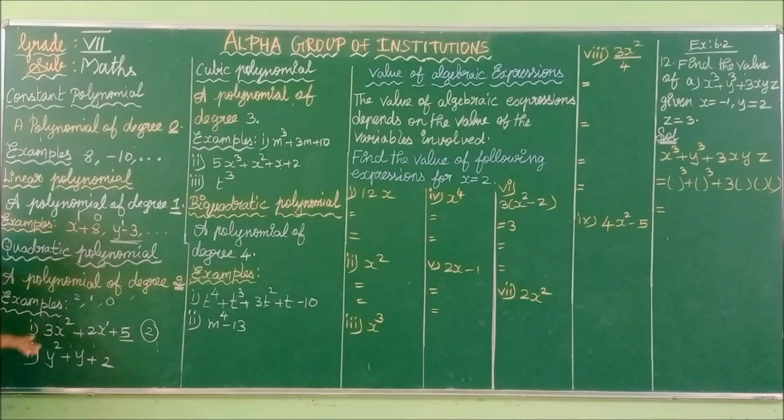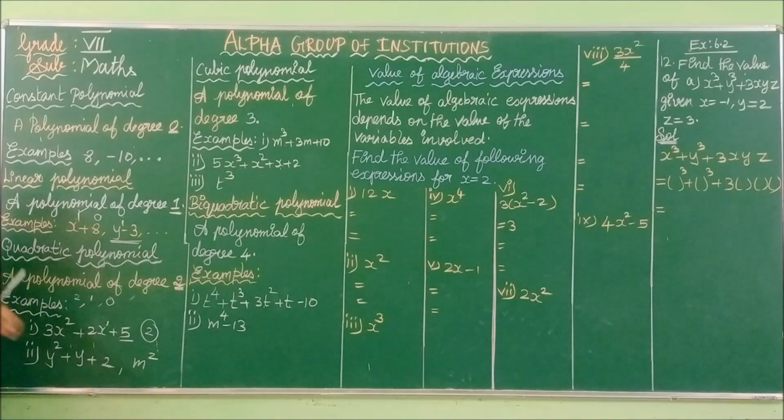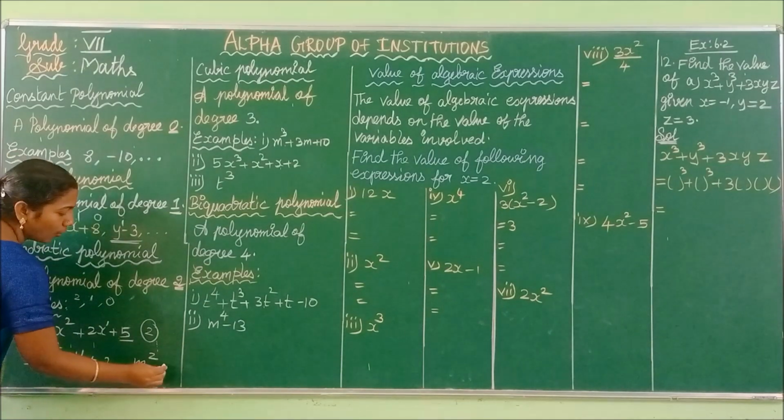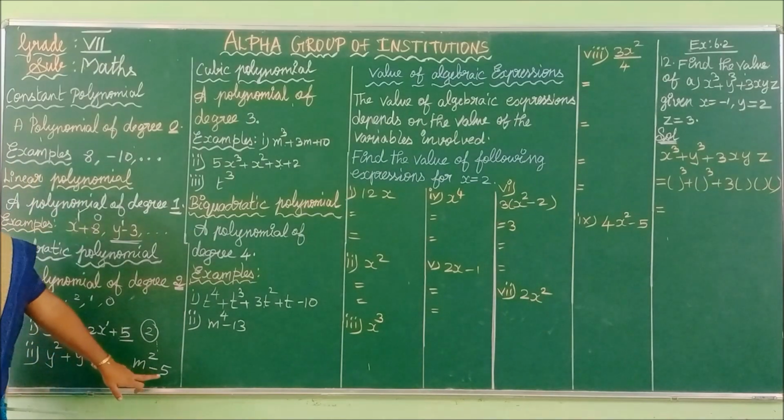I hope you understand. See the next one, y square plus y plus 2. Similar explanation for this one also. So this is also called a quadratic polynomial. Suppose you have a question like this, m square, this is also said to be a quadratic polynomial. Suppose along with m square you have minus 5, it is also said to be a quadratic polynomial.